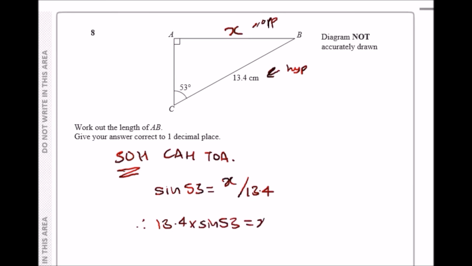Now all we do is plug this into the calculator. For x, we have 13.4 times sine 53, and that should give us 10.7 centimeters to 1 decimal place. Cool.